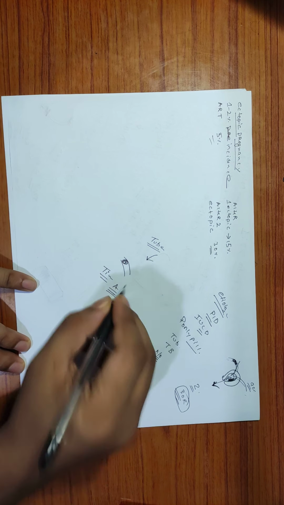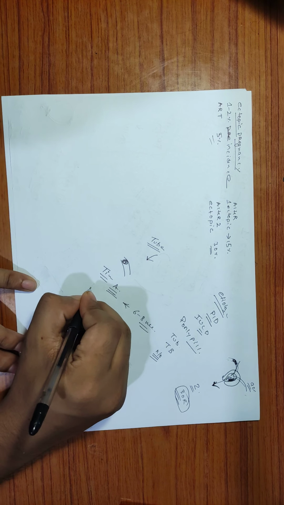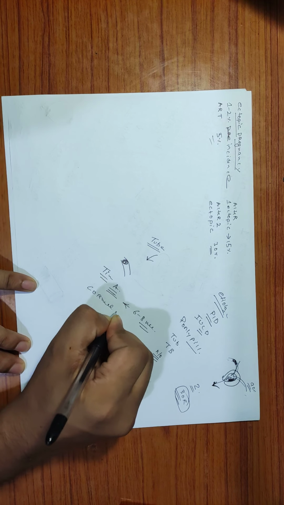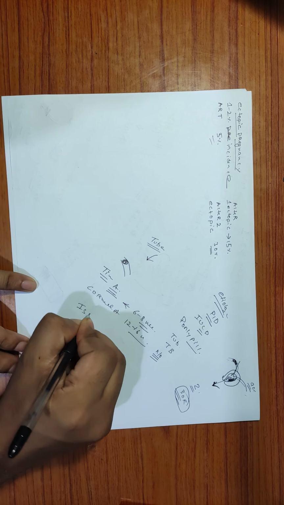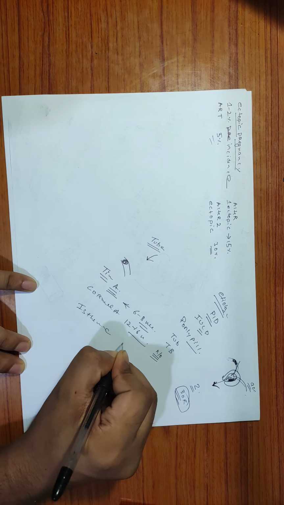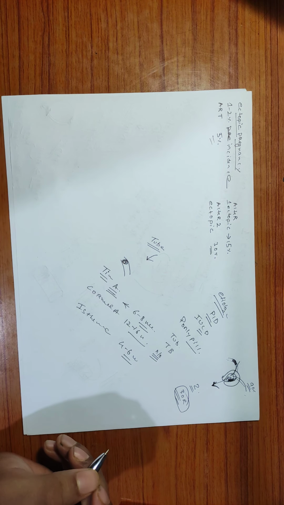This area, the time of rupture will be 6 to 8 weeks. Okay, and if we need to say the corneal area, it is around 12 to 16 weeks, and if it is isthmus, it is around 4 to 6 weeks. Okay, very important. Remember, is that right?